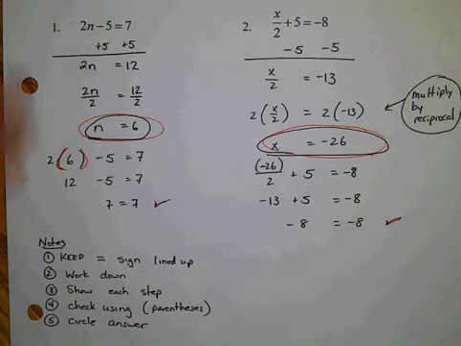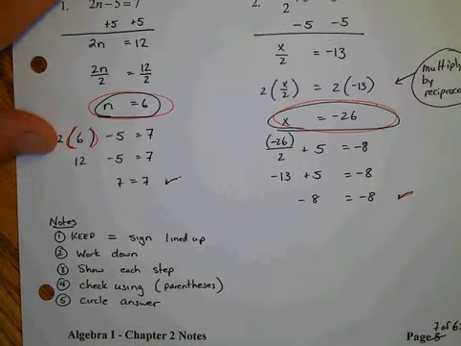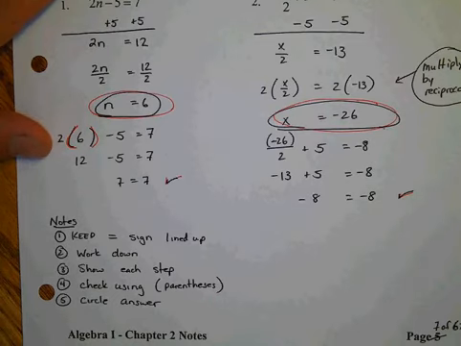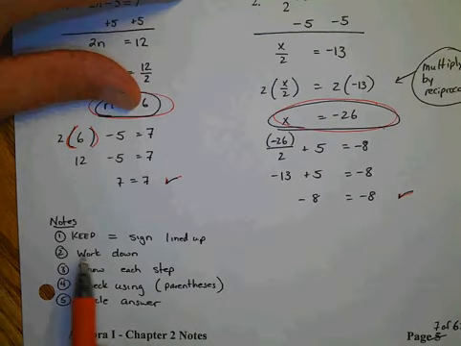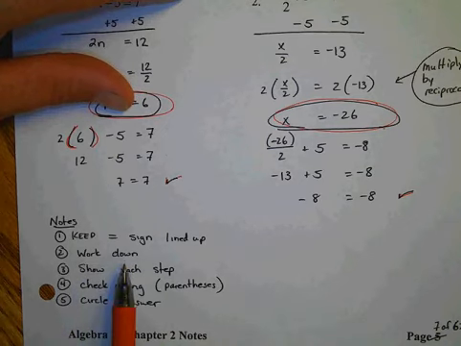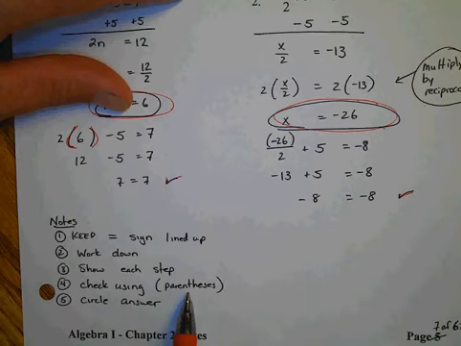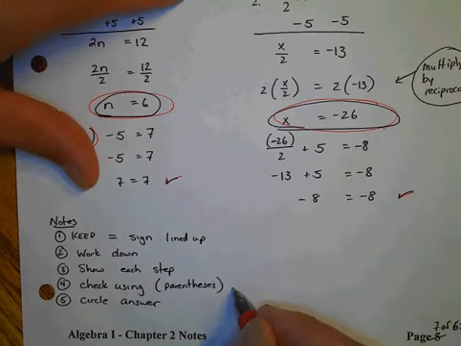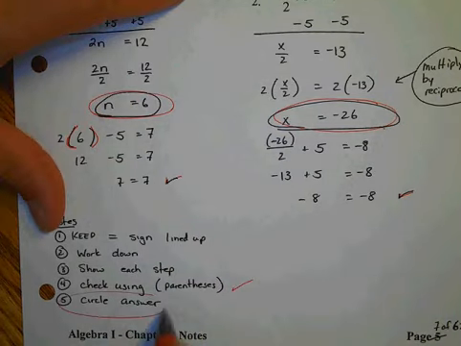Now I put a couple of notes down here at the bottom to remind us of good form when solving equations. Keep your equal sign lined up. Work down on your paper, don't work across. Let's show each of our steps and check using parentheses, and then when we're finished, physically put a check mark and then circle your answer.